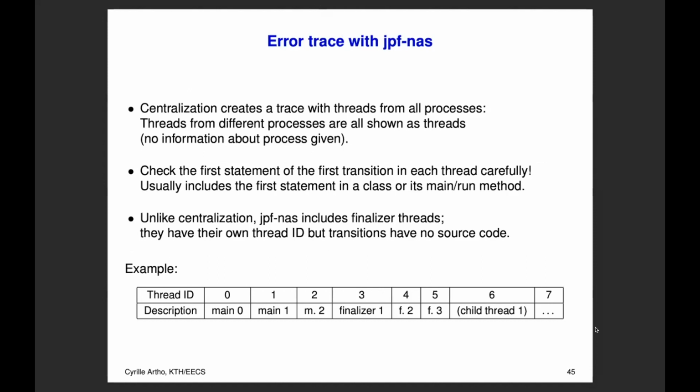And now if we have the trace from JPF, we actually get a huge number of threads. So I was saying before that we get 5 threads, but this is not quite accurate. We actually get 3 main threads from all the processes, but then internally in jpf-nas, it also generates these finalizer threads. Most of the time they don't do anything.